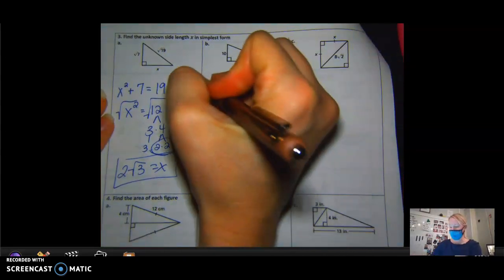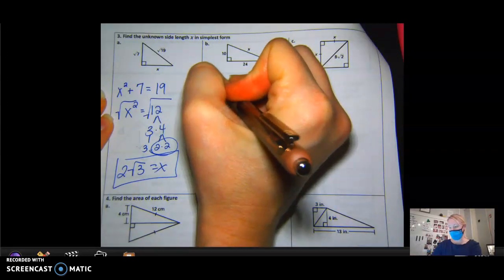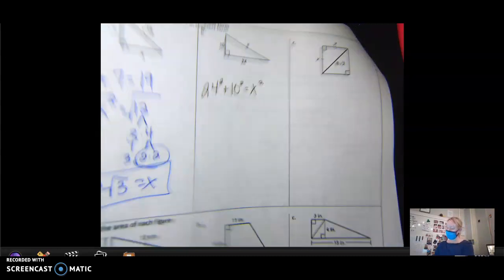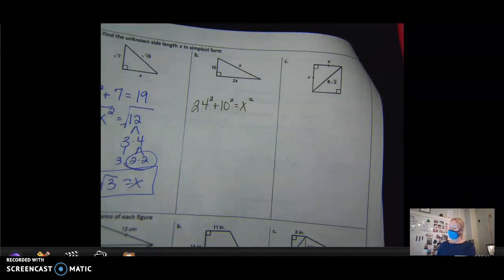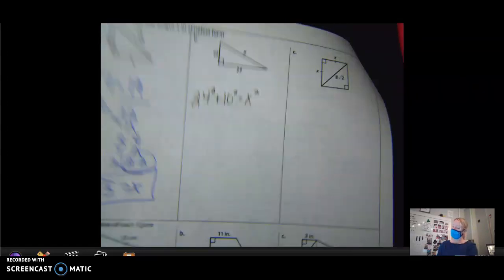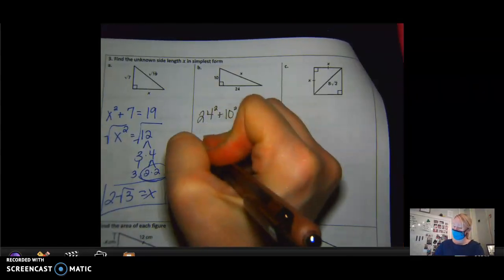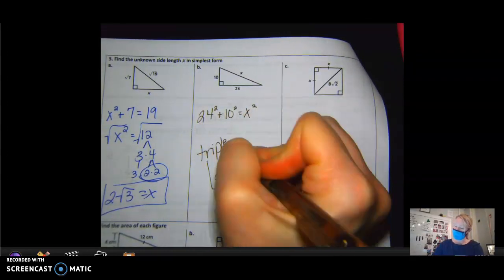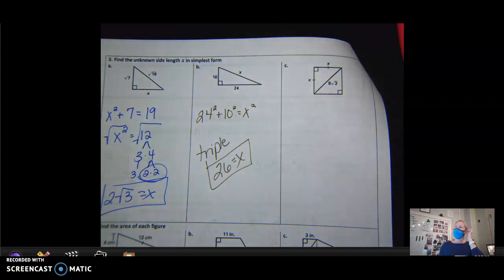Okay, next one. 24 squared plus 10 squared equals x squared. Is this a Pythagorean triple by any chance? Oh, it is. Which Pythagorean triple is it? Yep, so the third side would be what? 26 equals x. So if you knew that, you had no math that you would have had to do on that one, right?